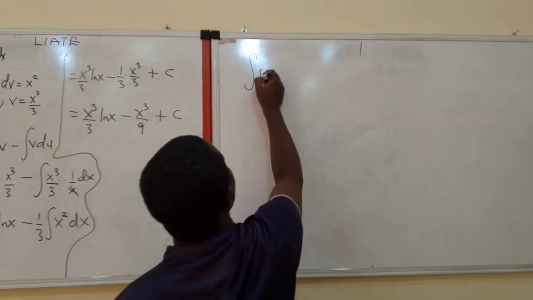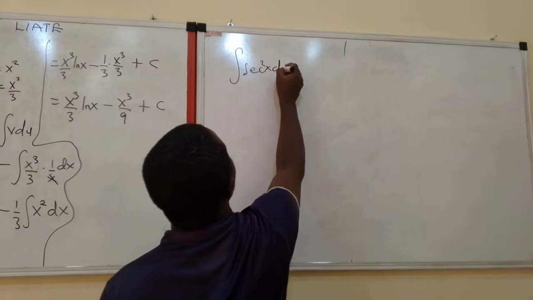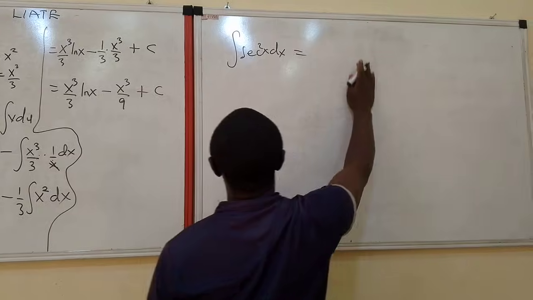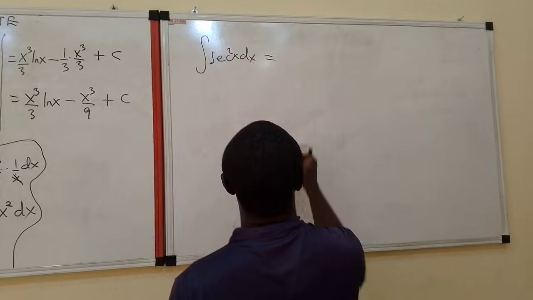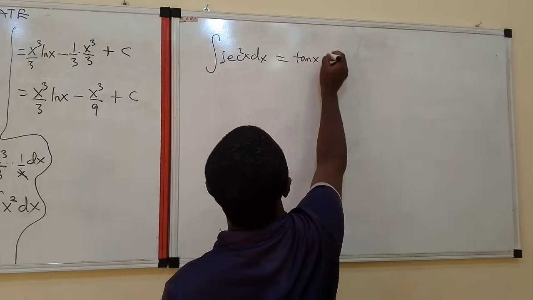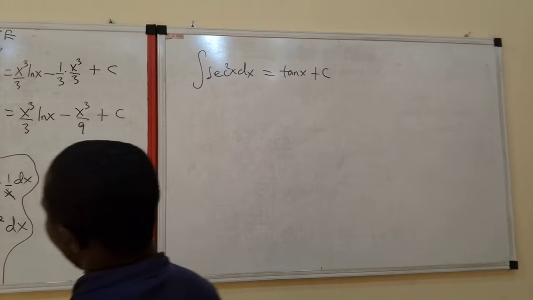If you are asked to integrate sec squared x dx, this one you don't need to work out. There are standard results, and the integration of sec squared x dx is what? Tan x plus c. That's the final answer.